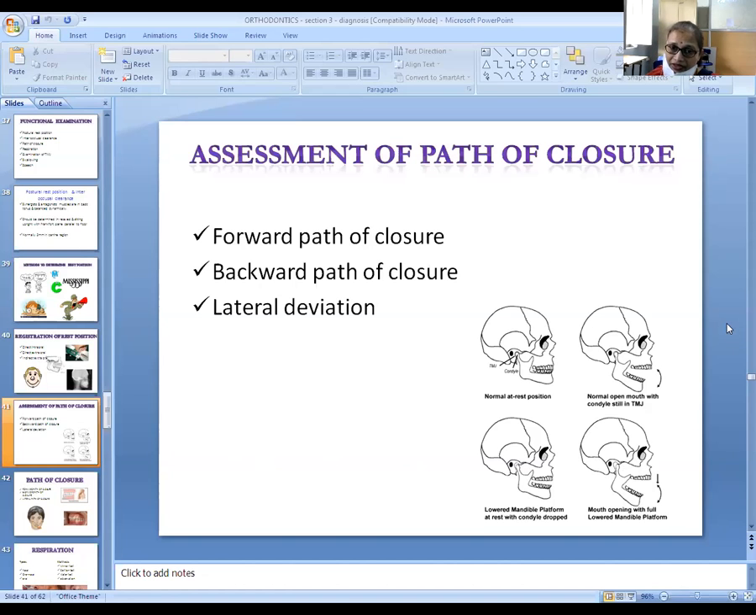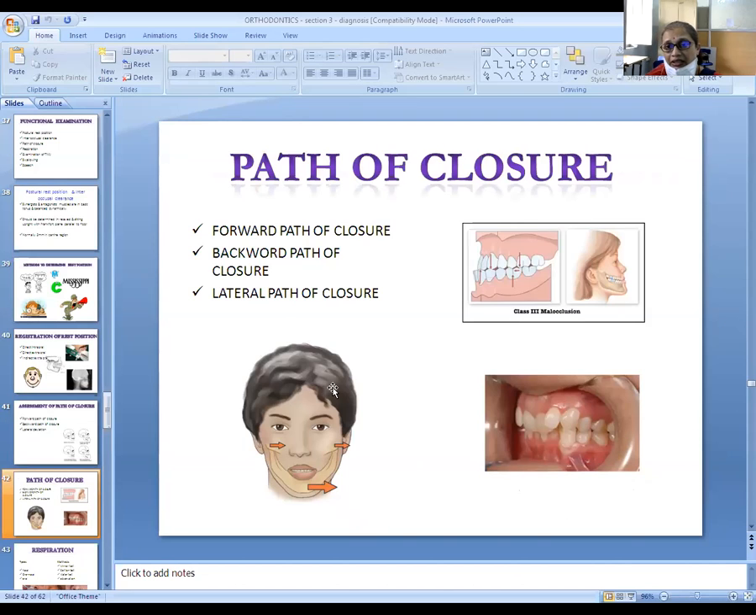So, what are these forward, backward, and lateral deviations? When you have edge-to-edge contact, or the patient has a skeletal class 3 malocclusion, there will be a forward path of closure. So the patient will move the mandible forward.